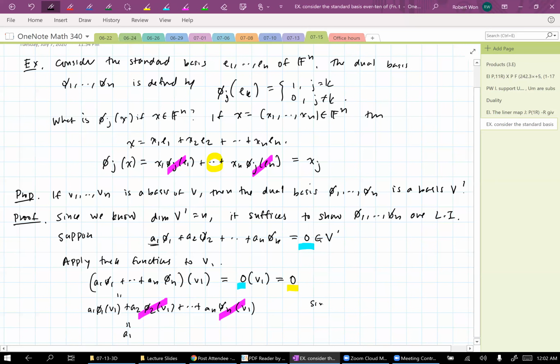And so similarly, A1, A2, and so on must all be 0 by evaluating. Instead of putting V1 here, you could put Vj, which I think is what I did in the notes. So this shows that the only linear combination of the dual basis that gives you the 0 functional is the trivial one. In other words, the phi's are linearly independent. In other words, they form a basis of the dual space.